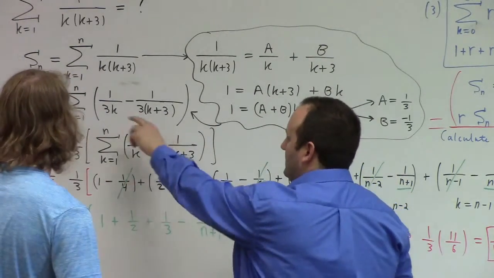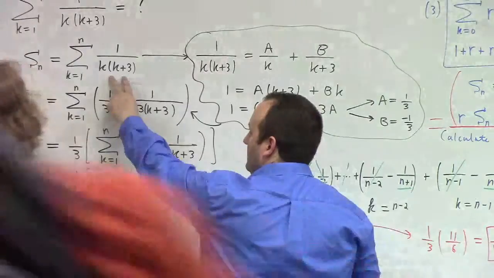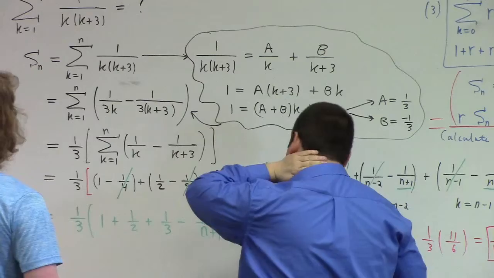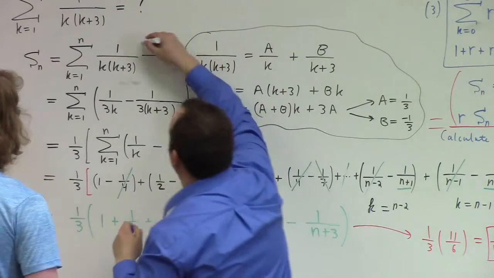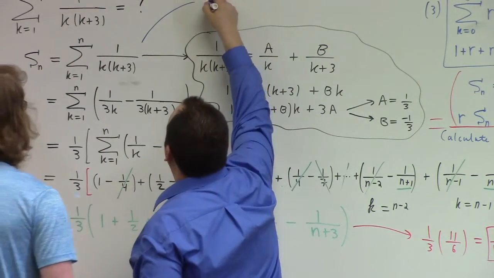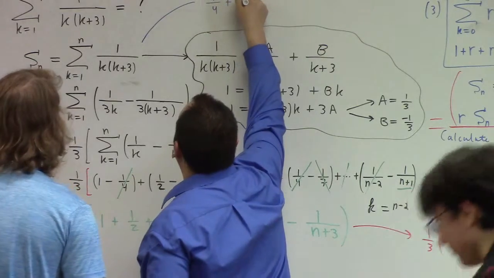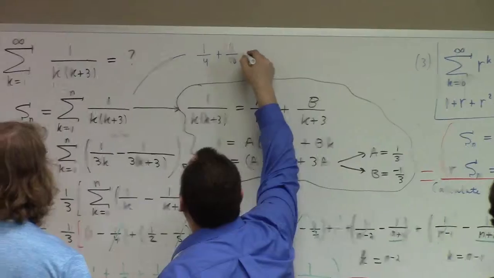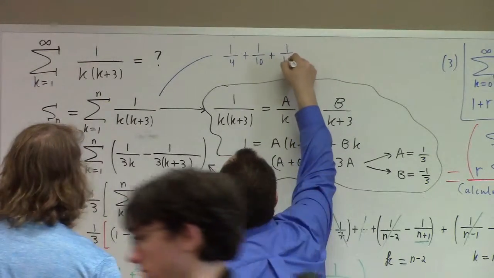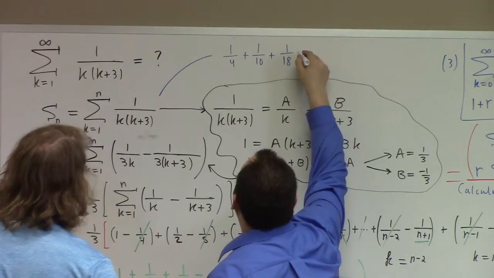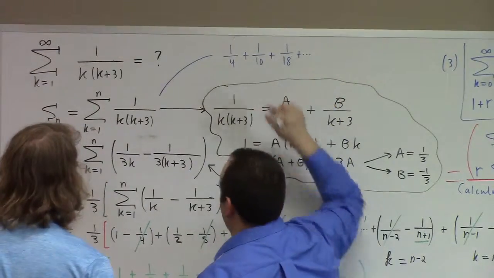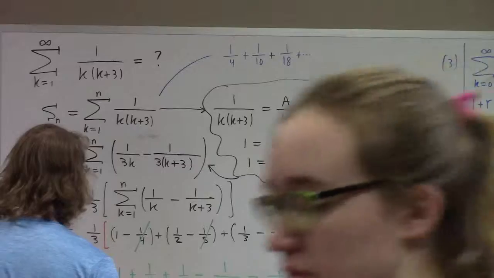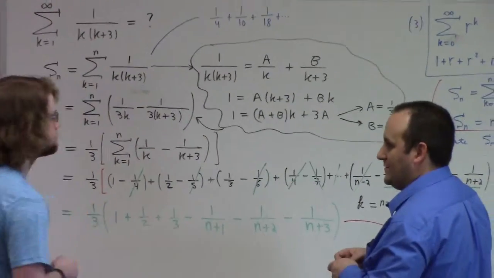So if you just do it directly, you get what? Oh, if you just do it directly, you have fewer fractions to think about, right? So you get like 1/4 plus 1/10 plus 1/18. Oh, see, because if you did that, you don't see the cancellation. Yeah, that's why. Okay, good. I stand by my approach.